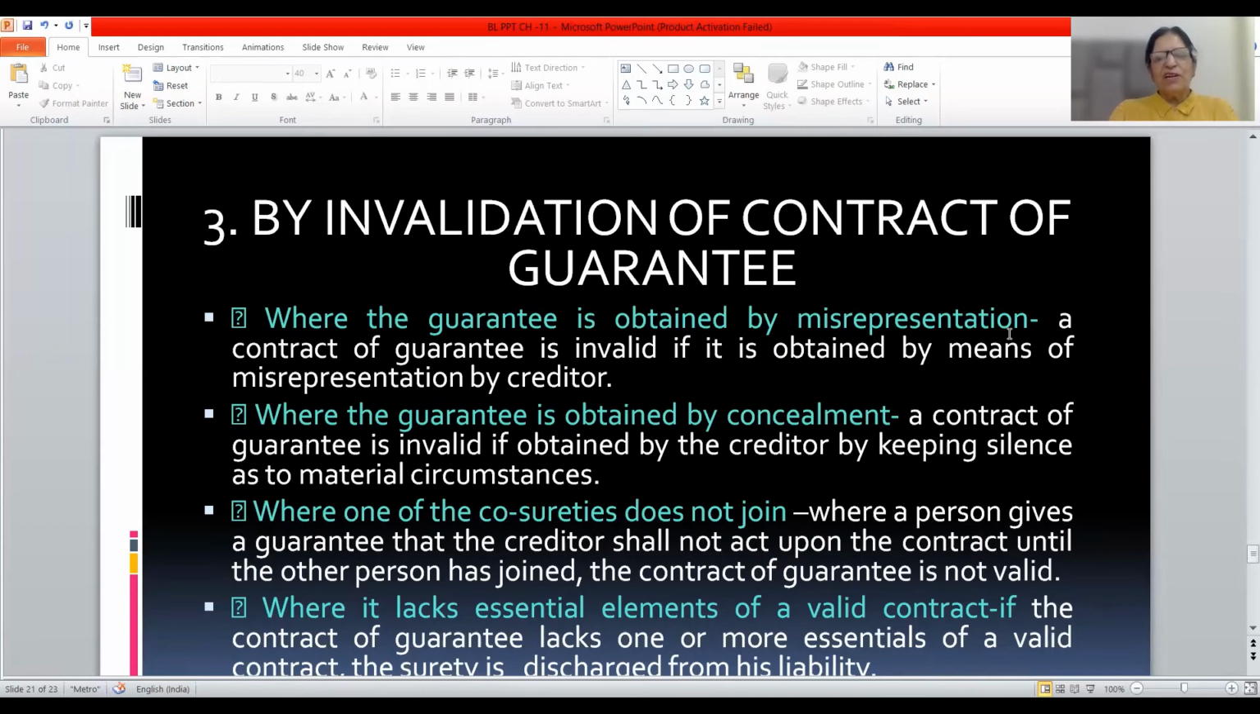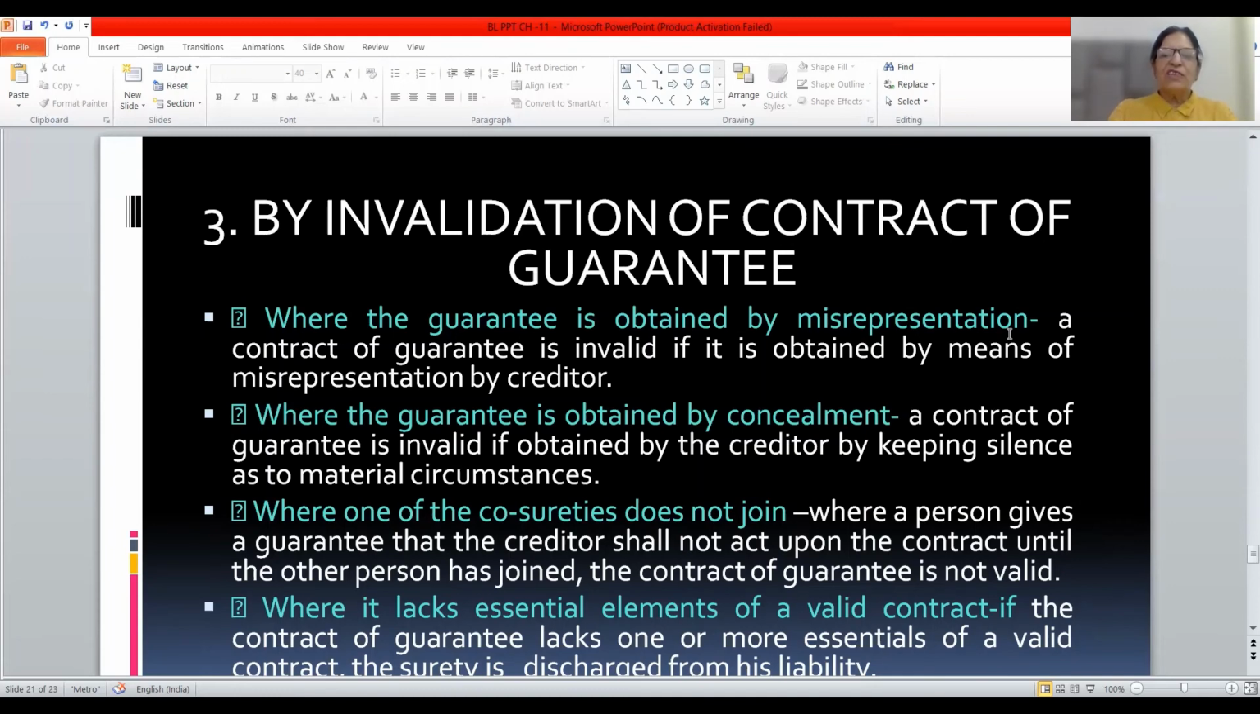Now, a contract of guarantee should have all the essentials of a valid contract, say free consent. Parties must be competent to contract. Creditor and surety must be competent to contract, but the debtor may be competent to contract or may not. So friends, it should have all essentials of a valid contract. If free consent is not there or consideration is not there, then the contract of guarantee will not be valid.